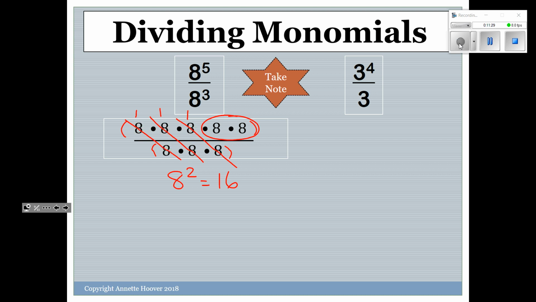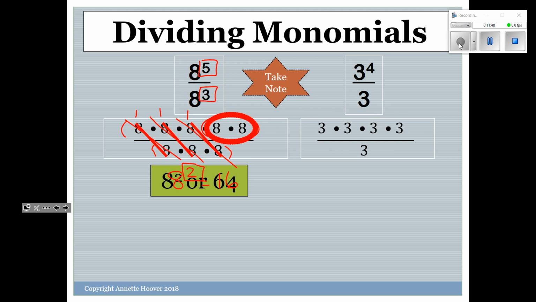Now, look what we did. See this? We had a 5 and we had a 3. Can you see what we did with the exponents to do this? We didn't divide them. We actually subtracted them. So when dividing with monomials, we're actually going to subtract. It shows it.